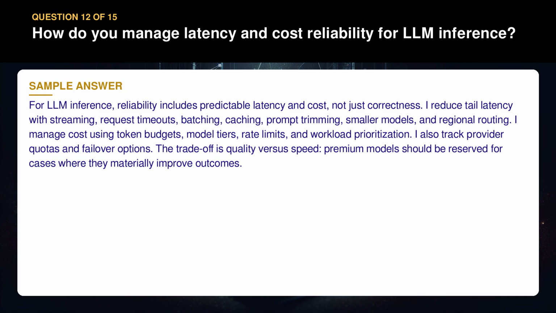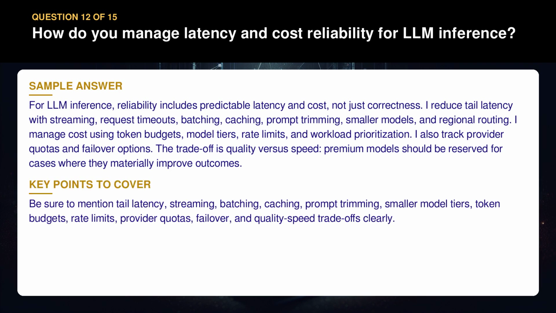The trade-off is quality versus speed. Premium models should be reserved for cases where they materially improve outcomes. Be sure to mention tail latency, streaming, batching, caching, prompt trimming, smaller model tiers, token budgets, rate limits, provider quotas, failover, and quality speed trade-offs clearly.